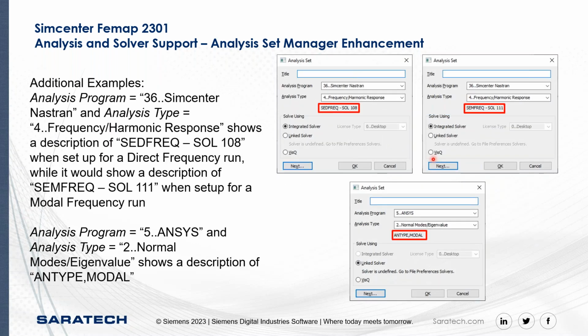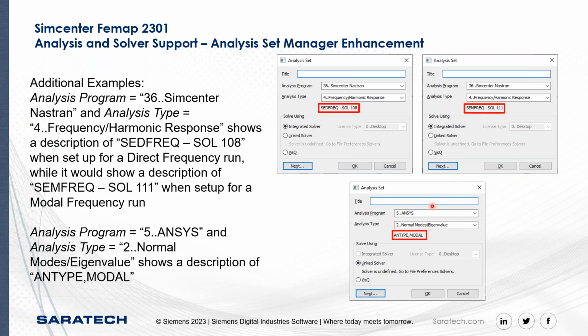So a few more examples of this, staying in the Nastran world here at the top, doing frequency or harmonic response. It populates it with a solution 108, which is the direct frequency run, or we can do it with the solution 111, the modal frequency run.